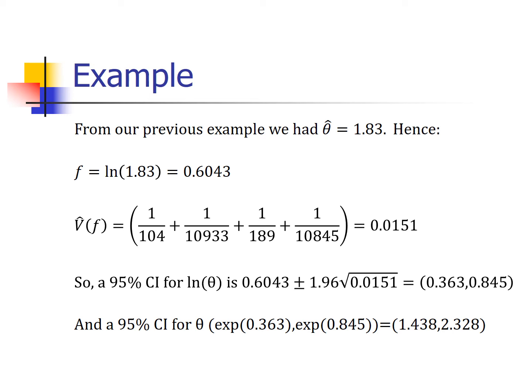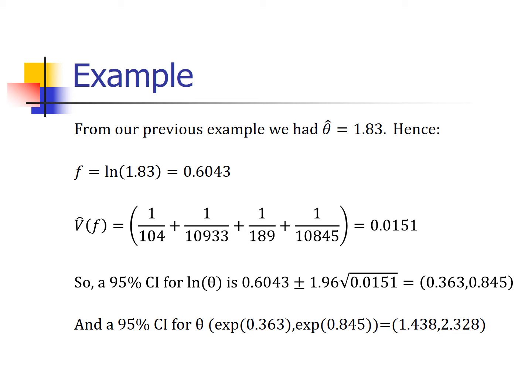0.0151. So a 95% confidence interval for the log of the true odds ratio is 0.6043, plus or minus our critical value. The critical value for 95% is 1.96 times the standard deviation. The standard deviation is just the square root of the variance, so the square root of 0.0151. So there's our confidence interval.